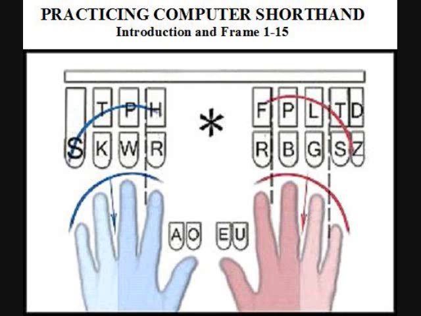Above, among, another, brother, come, cover, done, money, mother, none, and that is 10 for that sound.